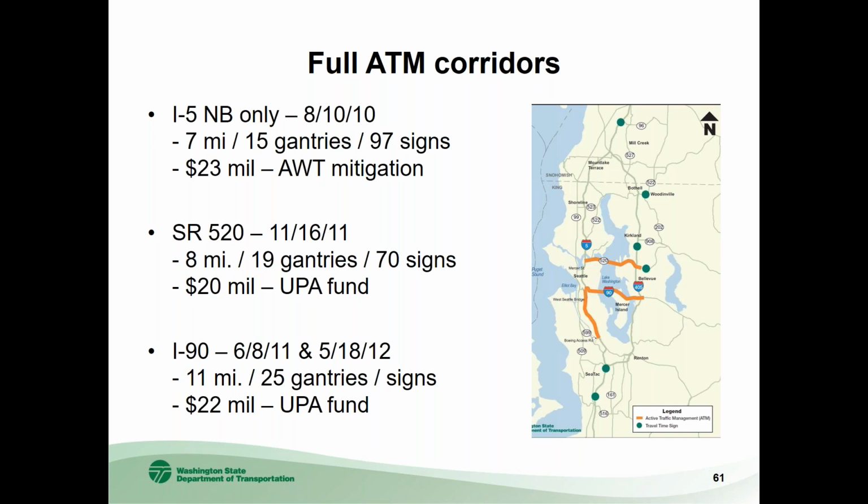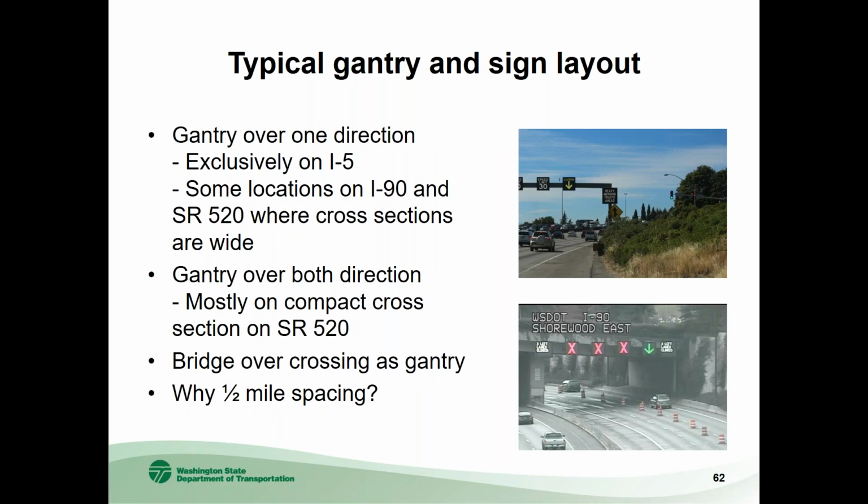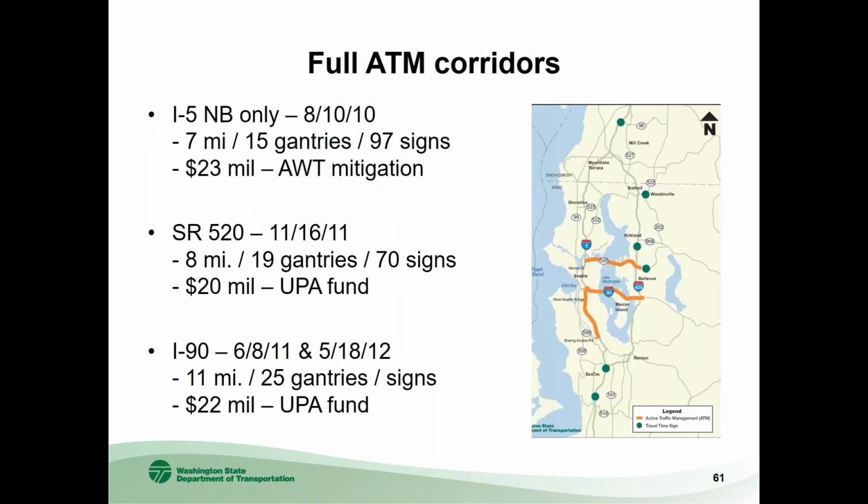And then the year after that, we started the 520. The 520 ATM corridor is about $20 million. Funding for that project is by the urban partner agreement, as well as I-90, same thing, about 11 miles long, $22 million from urban partner agreement funding.